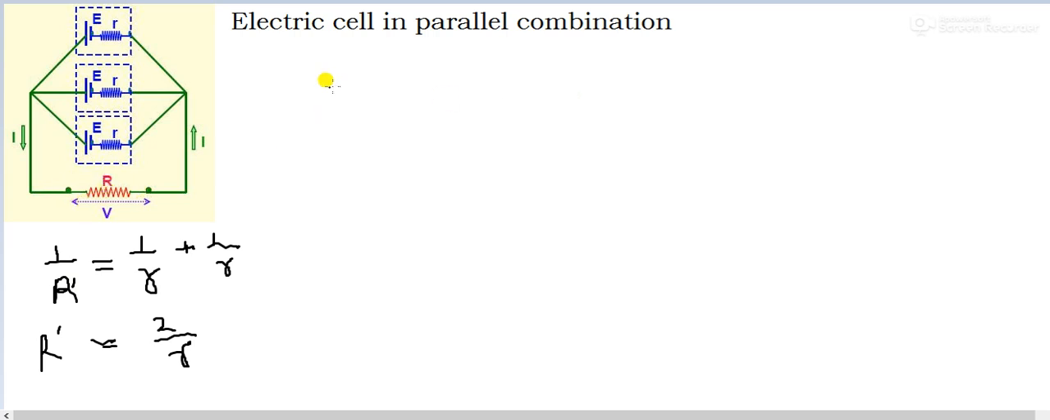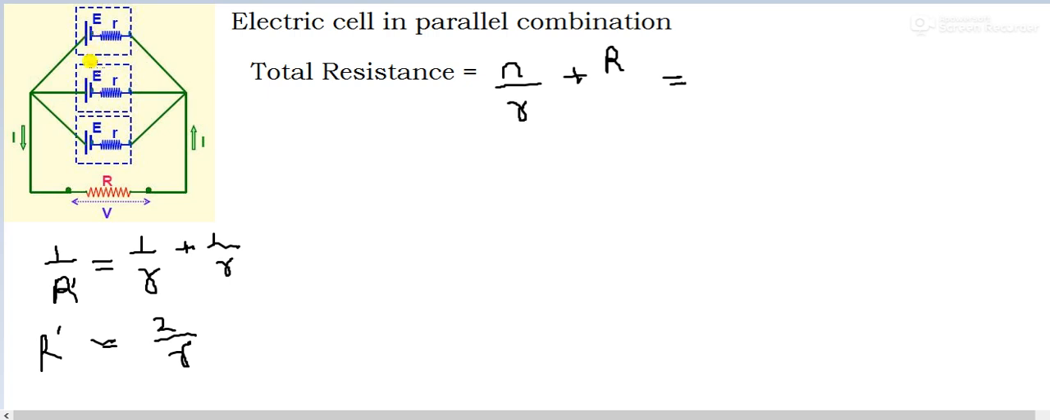So in parallel combination of cells, the total resistance of the circuit would be equal to r divided by n, that is the value of resistance of this parallel combination, plus capital R, because it is in series combination with this combination. So r by n plus R.